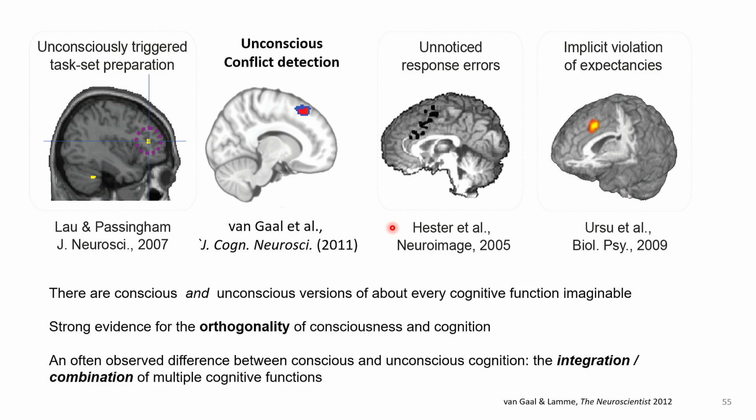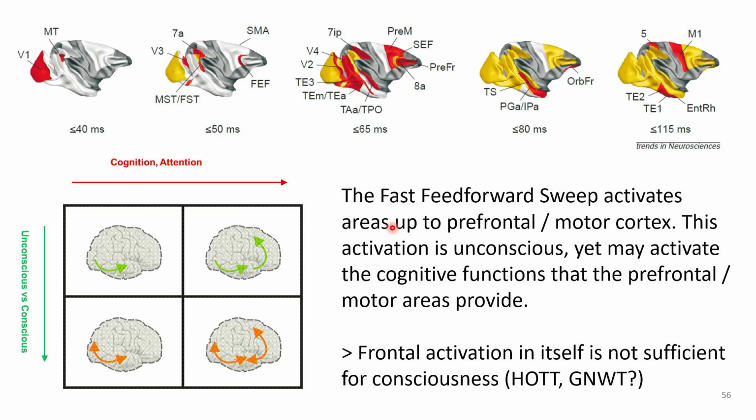Now, of course, there are differences between the conscious and unconscious versions. For one thing, they're usually stronger, but also, when you want to integrate different cognitive functions, this typically requires a more conscious version of them. So this means that this fast feed-forward sweep, as it's called, and this is another depiction of it, how that works in monkeys. These are the different latencies of when you find the earliest responses to visual stimuli in different parts of the brain. And as you can see, it's called fast feed-forward sweep because it's really pretty fast.